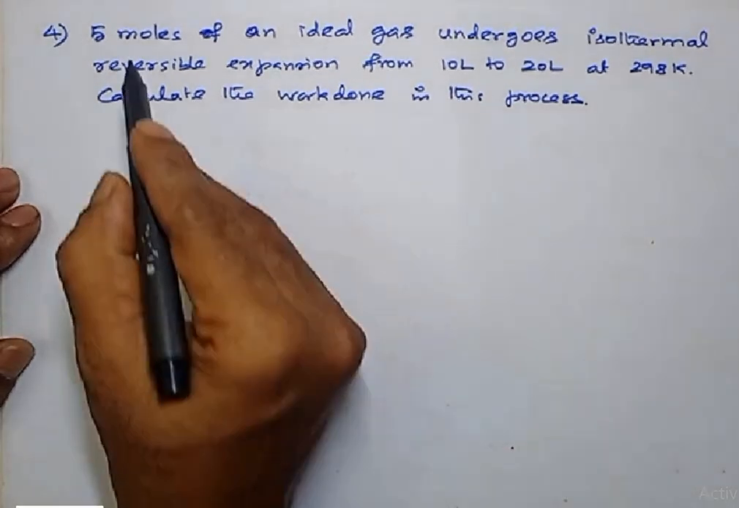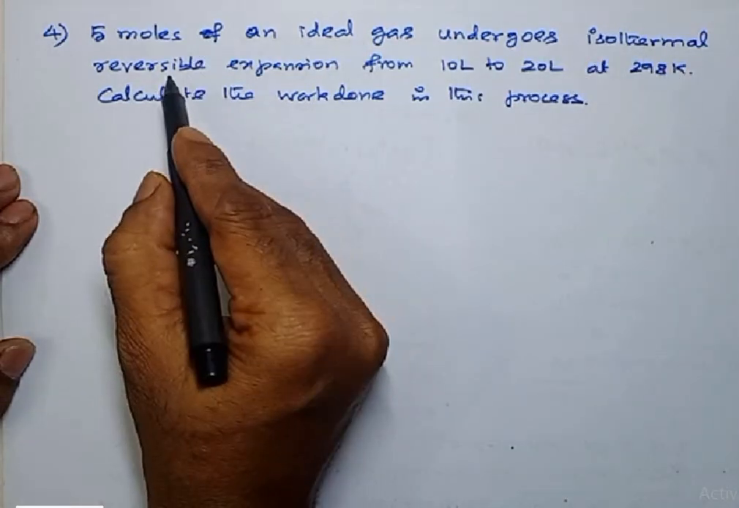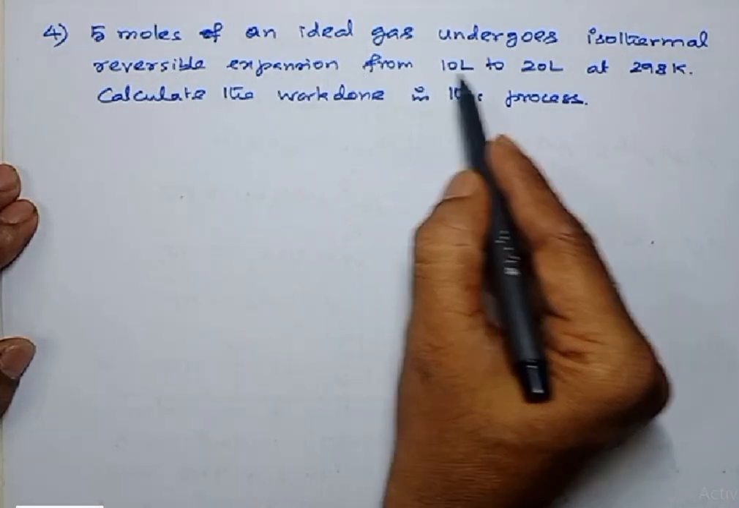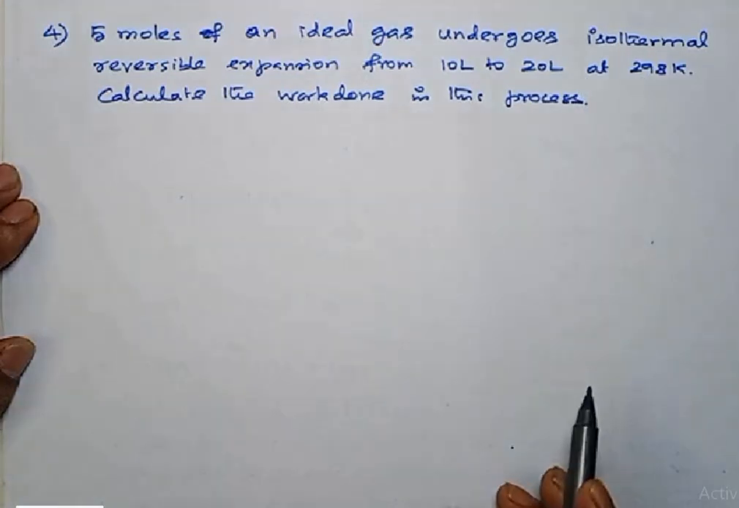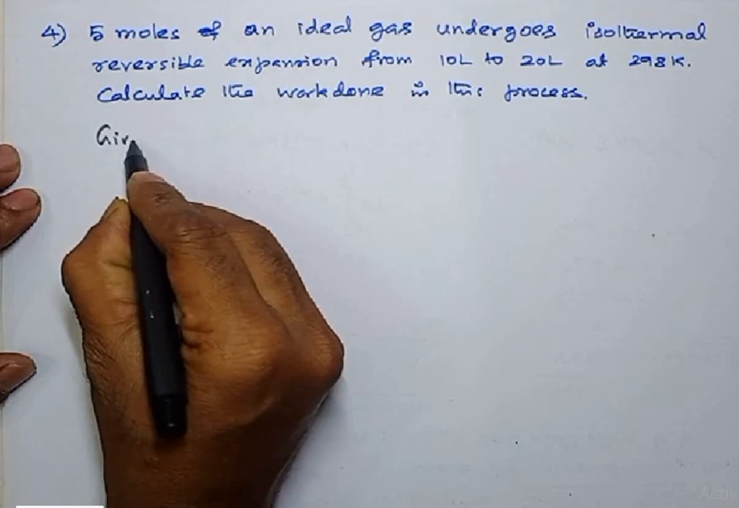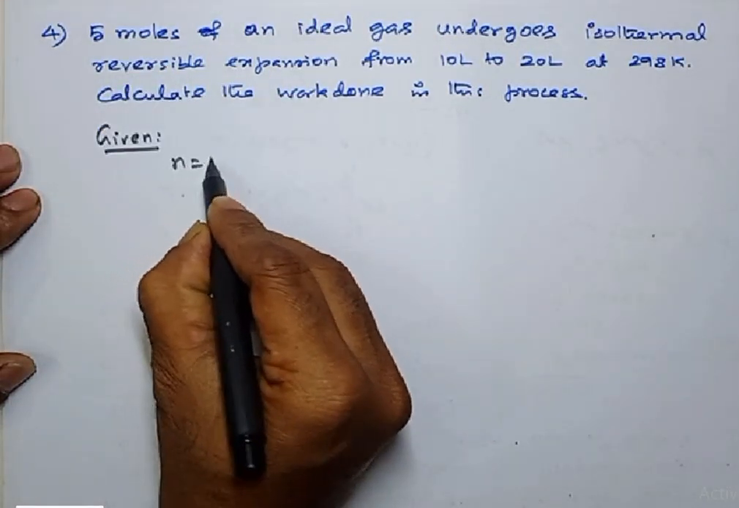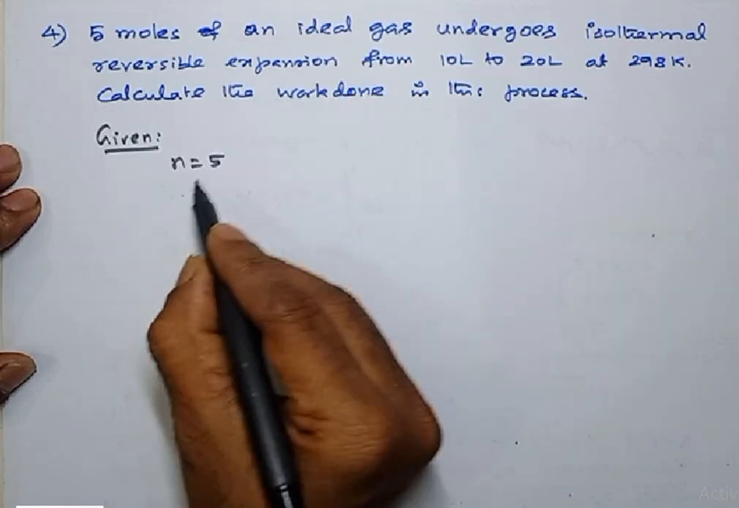Question number 4. 5 moles of an ideal gas undergoes isothermal reversible expansion from 10 liters to 20 liters at 298 Kelvin. Calculate the work done in this process. First let me write what data is given. 5 moles is given, so the number of moles is 5, and it is an ideal gas, very important.